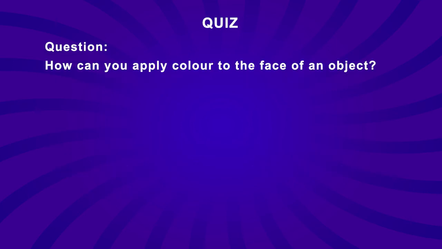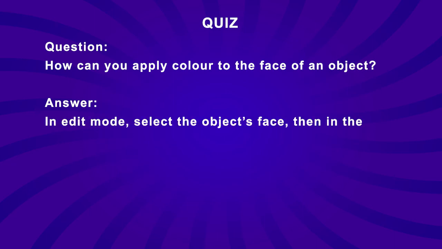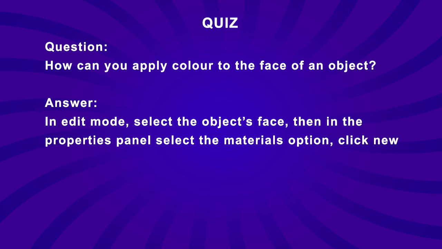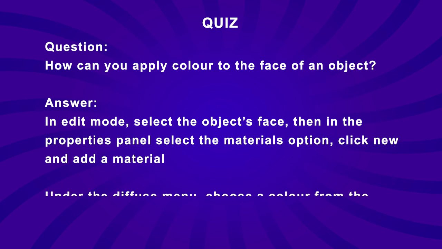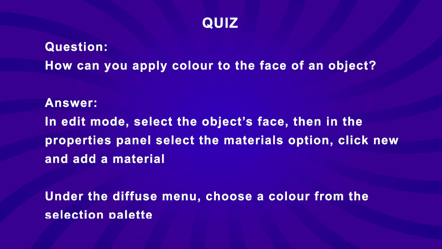The answer to question 5, how can you apply color to the face of an object? Firstly, make sure you're in edit mode. Then select the face that you wish to apply color to. Then inside the properties, select the materials option and click new. The material will then be applied to the object. Then under the diffuse menu, select the white color and change the color to whatever you wish.